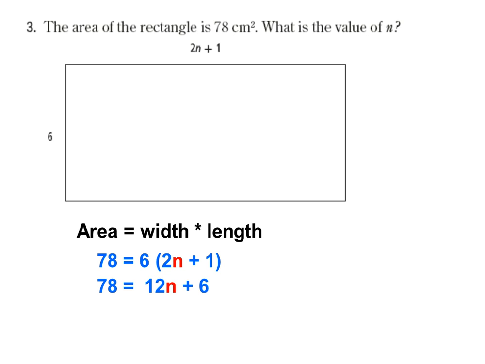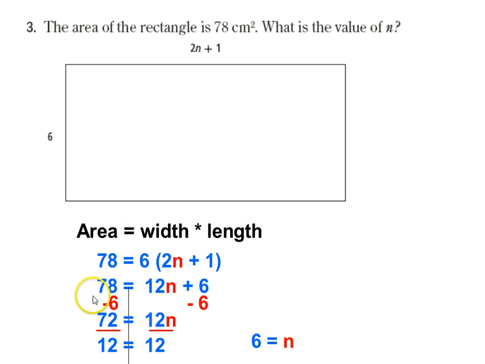And here we are again, back with a two-step equation. We want to solve for n, so we're going to, again, separate the left side from the right side. We're going to subtract 6 on each side and get 72 equals 12n. We're going to divide both sides by 12, and we're going to get 6 equals n, because 72 divided by 12 is equal to n. And there we have solving a couple of two-step equations.